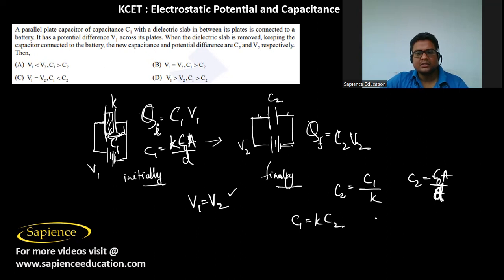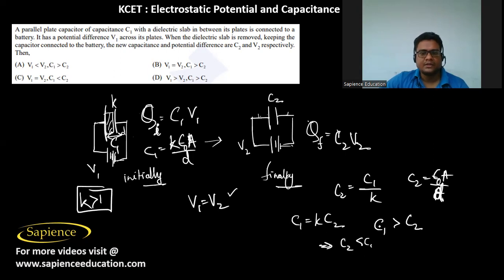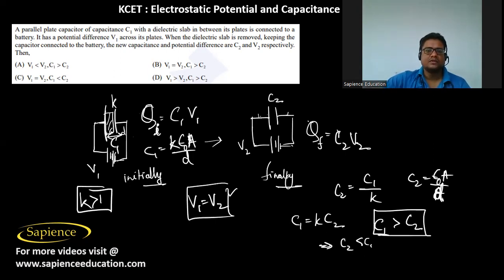So K is obviously more than 1 only. The dielectric constant value of any dielectric slab will be obviously more than 1. So C1 will be more than C2, or C2 will be less than C1, and V1 is equal to V2. So option B is the correct answer.